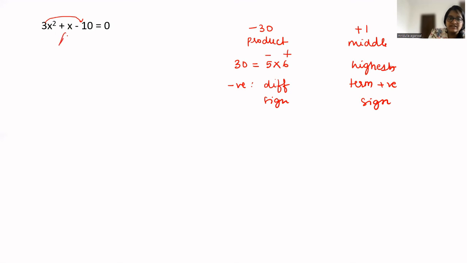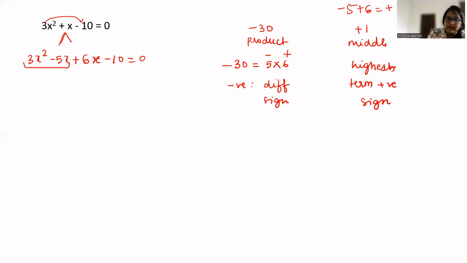So here the middle term will be split as 3x squared minus 5x plus 6x minus 10 equals 0. Let us check. We'll do one confirmation. Minus 5 into plus 6 is what? Minus 30. Minus 5 plus 6 will give you how much? Plus 1. So we have taken it correctly.